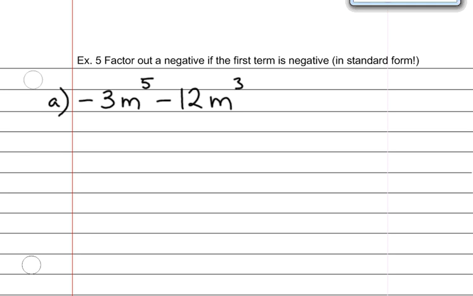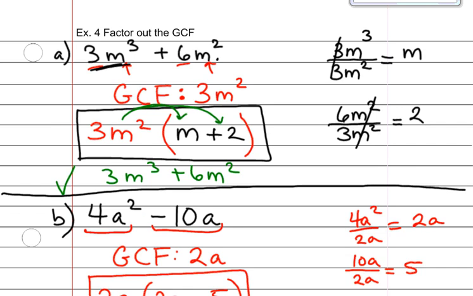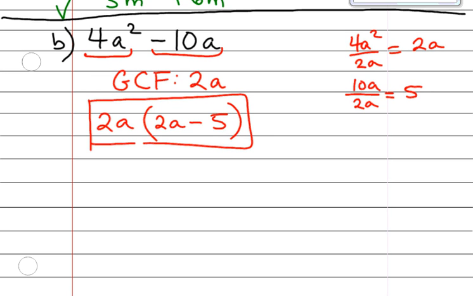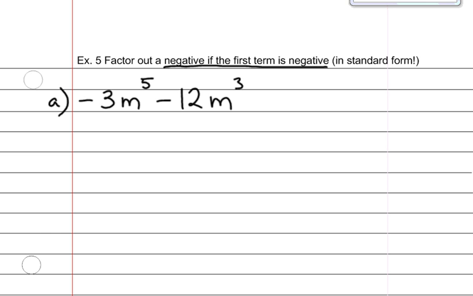My last example, I want you to see that we're going to factor out a negative if the first term is negative. In the previous example 4, part B, you saw I had a negative, but I didn't factor out a negative. That's because the 4 in the front did not have a negative. But now, if you have a negative as your first thing, then you need to factor out that negative. That's, of course, given that your polynomial is in standard form. So if your polynomial is in standard form and the first thing is a negative, you want to factor out a negative. So let's get an example with that.